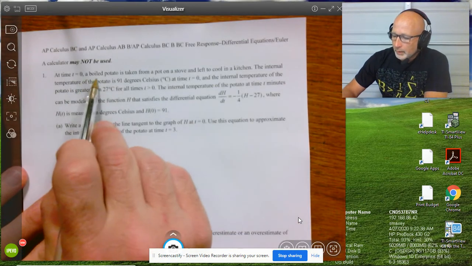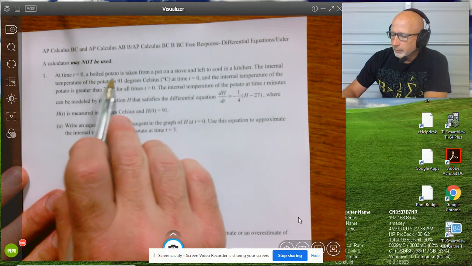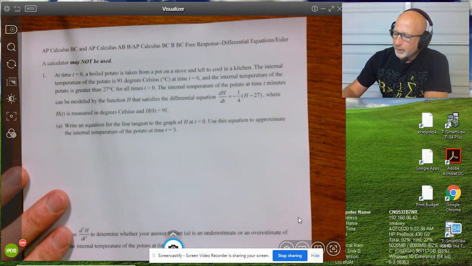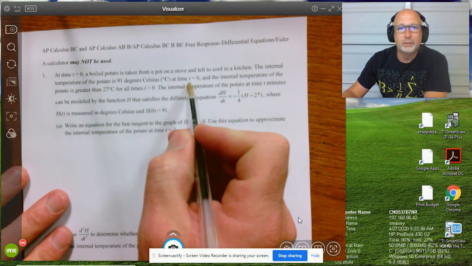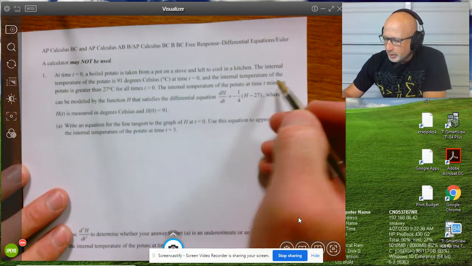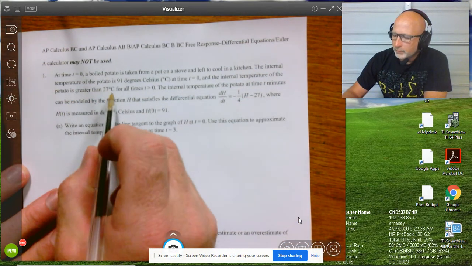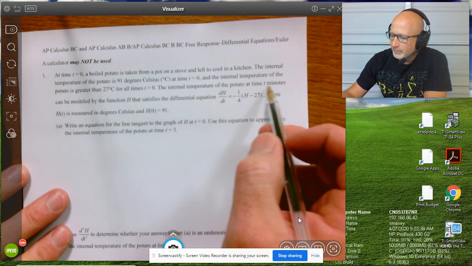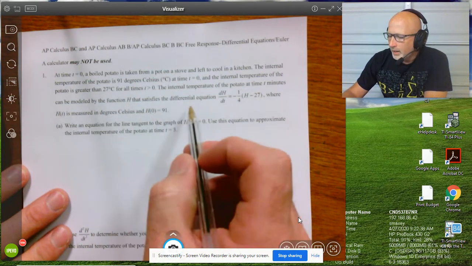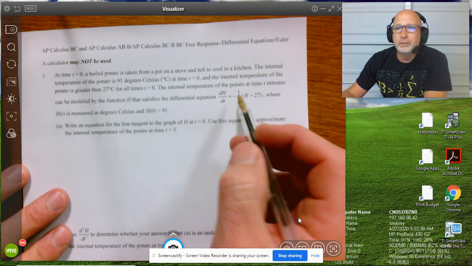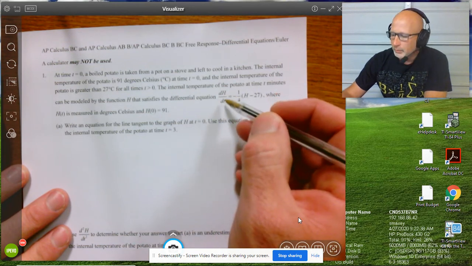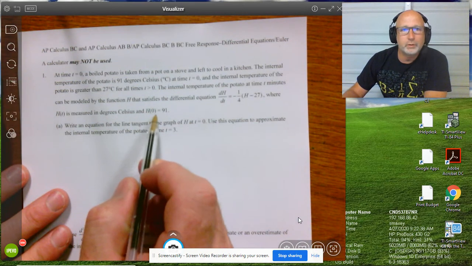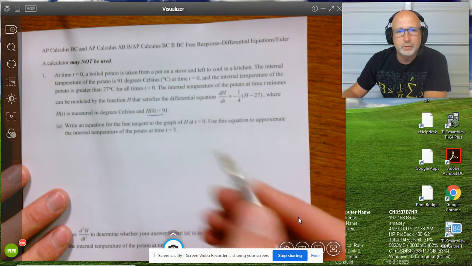Okay, so time t is equal to 0. A boiled potato is taken from a pot on a stove and left to cool in the kitchen. The internal temperature of the potato is 91 degrees Celsius at time t equals 0, and the internal temperature of the potato is greater than 27 degrees Celsius for all time t greater than 0. The internal temperature of the potato at time t minutes can be modeled by the function h that satisfies this differential equation. So this is the rate at which the temperature is changing with respect to time, where h of t is measured in degrees Celsius and h of 0 is equal to 91. So that's our initial condition right there.